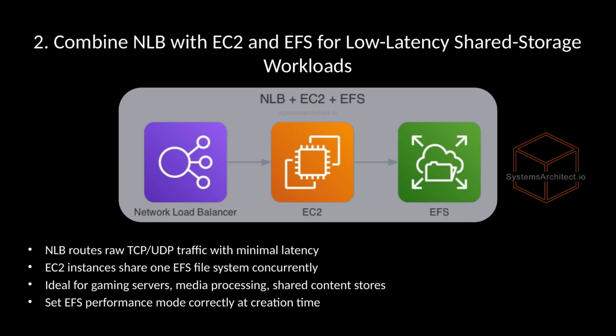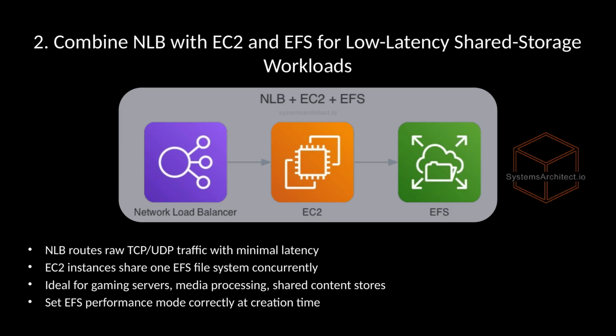2. Combine NLB with EC2 and EFS for low-latency shared storage workloads. Some workloads can't split cleanly across stateless servers, since every instance needs to see the same files and every millisecond of latency counts. A network load balancer, or NLB, routes raw TCP and UDP traffic with minimal overhead, while EC2 instances mount the same EFS file system so any instance can read or write files another just created.